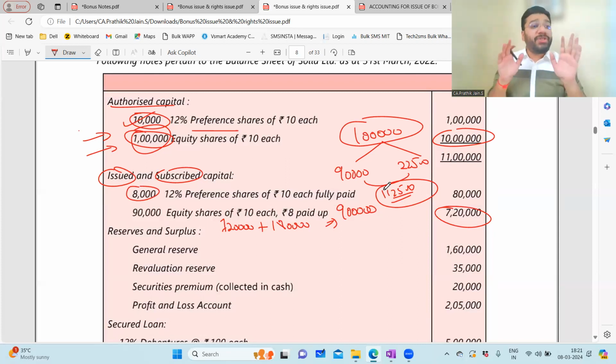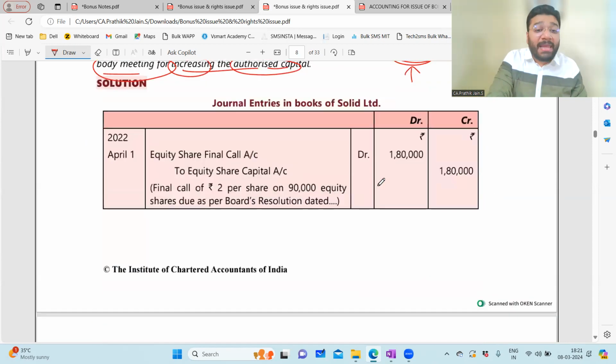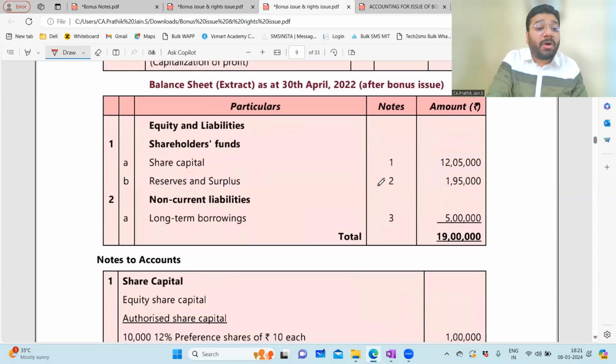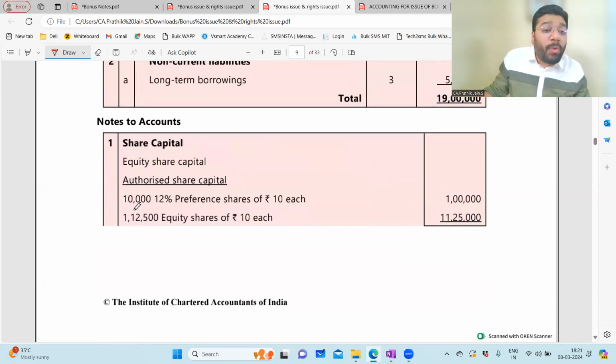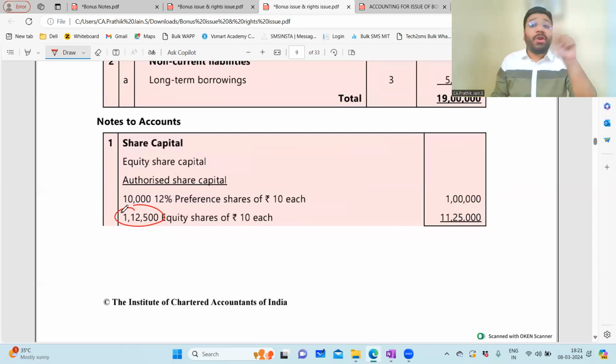1,12,500. So the question is assuming that all these formalities have been completed, because we are not doing law now, we are doing accounting. So we are presuming that the law department is taking care of all these formalities, and then they come to us. So what is the authorized capital when the law department comes to you? The authorized capital is no longer 1 lakh. It is already increased to 1,12,500. Therefore, in the extract of the balance sheet, which authorized number of shares will you incorporate? 1,12,500 and not 1 lakh.